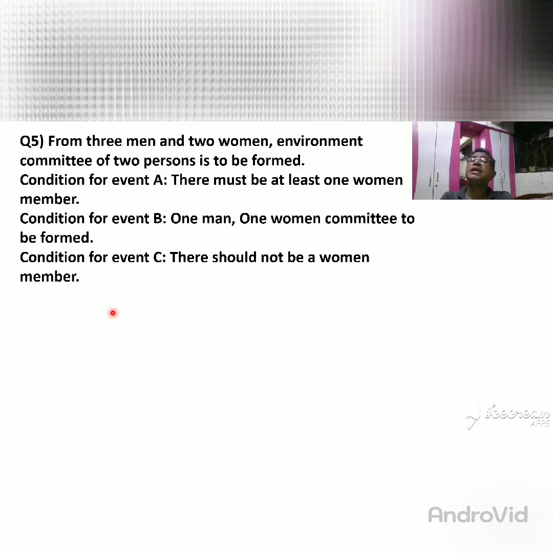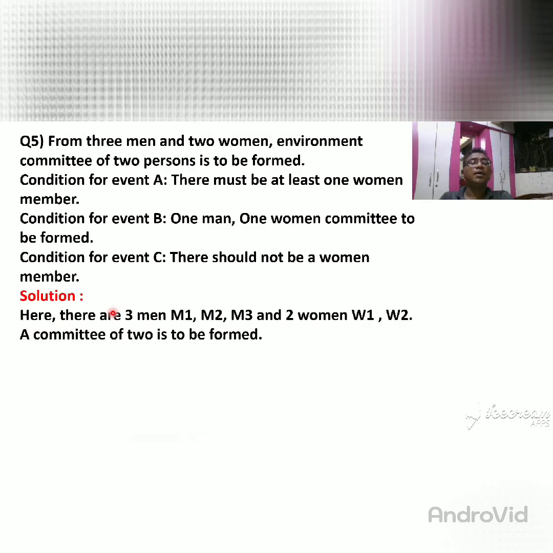How many men are there? 3. So we mark them M1, M2, M3. How many women are there? 2. So we mark them W1, W2. Here there are 3 men, so M1, M2, M3. When you take women, then we mark them W1, W2 here.